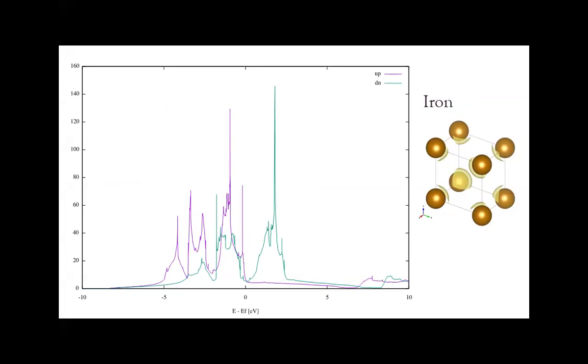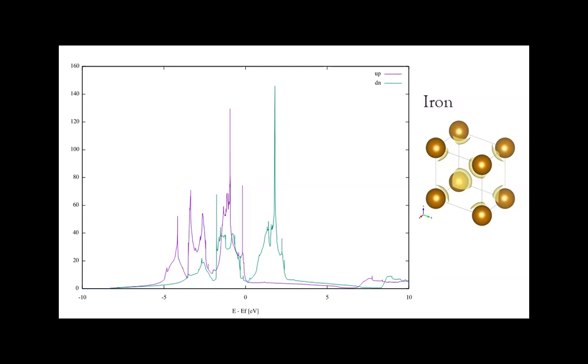But iron is special, it's 26 in the periodic table. It's special because it has up and down electrons that are not the same number. That's why iron is a magnetic metal. What I'm plotting here is that the band structure would be different for up electrons, which are purple, versus down electrons, which are in this bluish color. Since there's a difference between those two, this is magnetic.